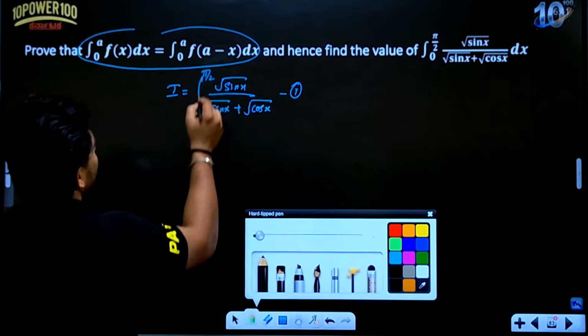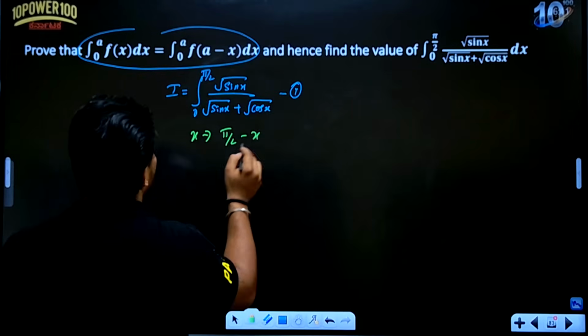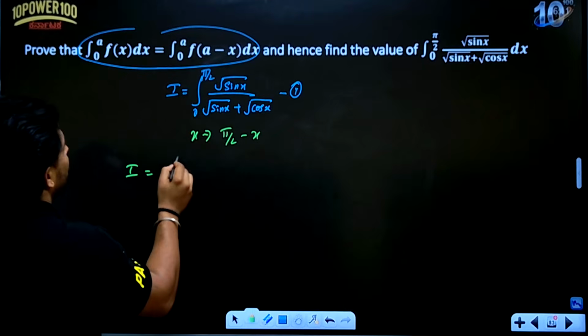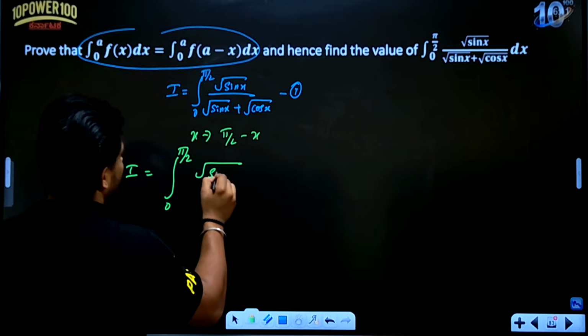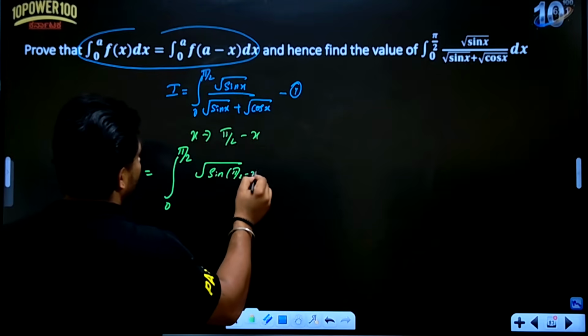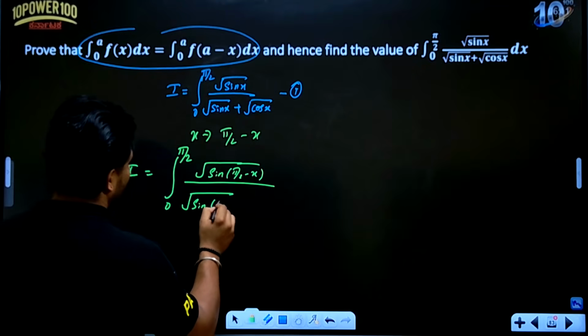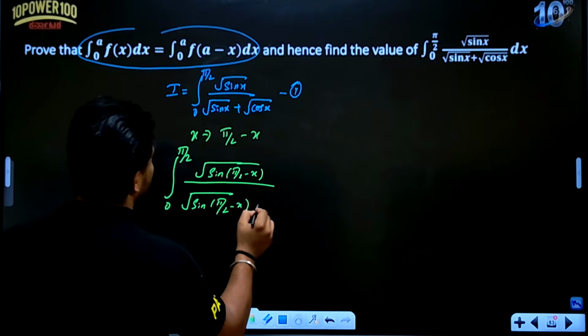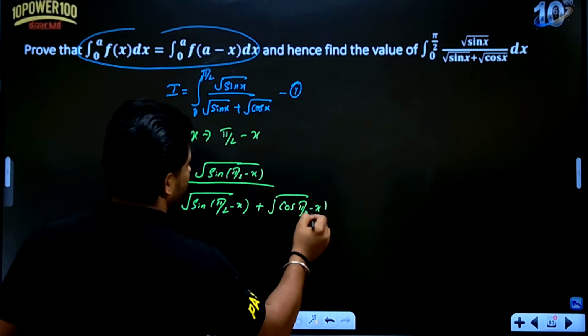You have to replace x by upper limit minus x. Replace x by upper limit, which is pi by 2 minus x. So now I is equal to the integral from 0 to pi by 2 of root sin(pi by 2 minus x) divided by root sin(pi by 2 minus x) plus root cos(pi by 2 minus x).